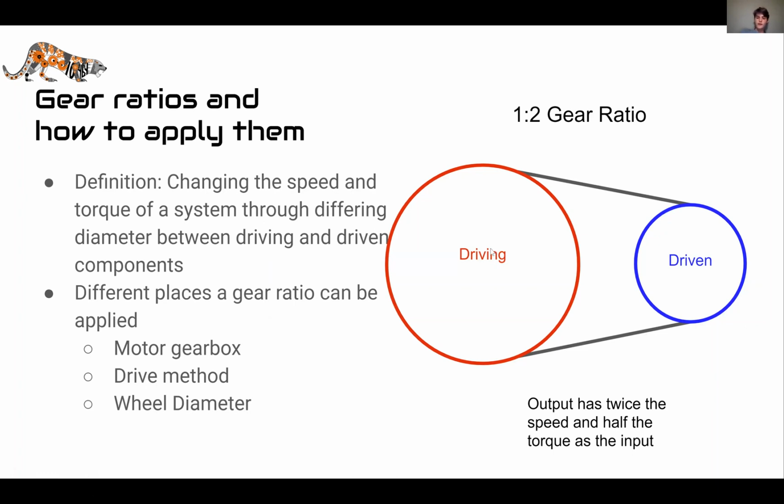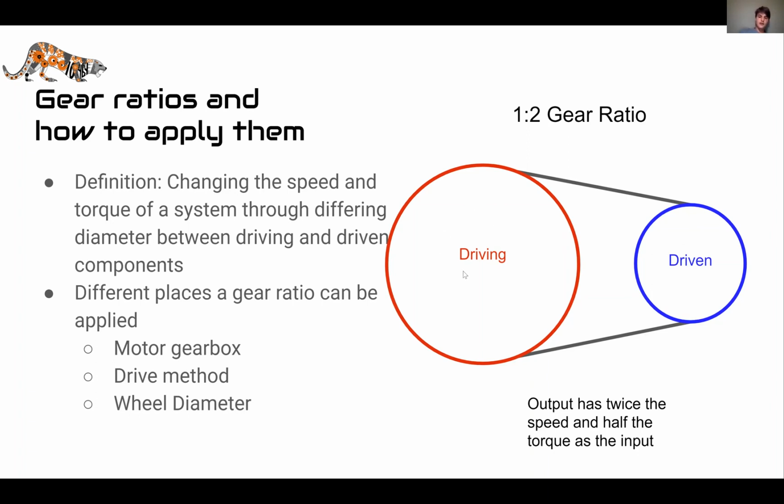Over here on the right, we have a simple diagram that shows your driving component, which is twice as big as your driven component, which means that you have a 1-to-2 gear ratio, which means that this driving component is going to turn once for every 2 times this driven component can turn. So this driven component will be twice as fast, will have half the torque, and conversely, this driving component will be half as fast, but it will have twice the torque.